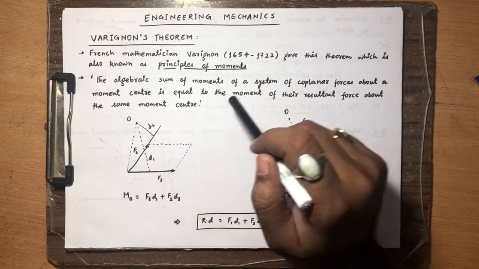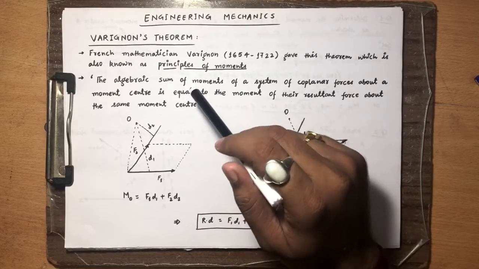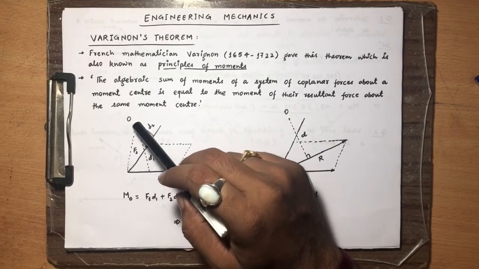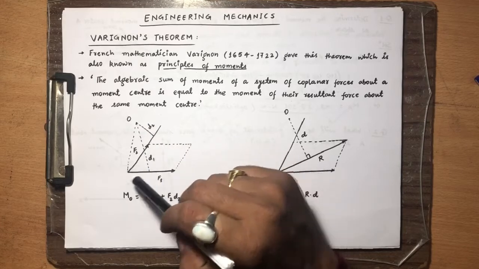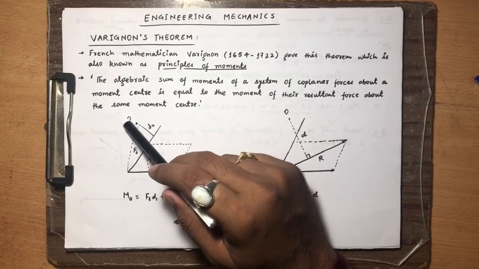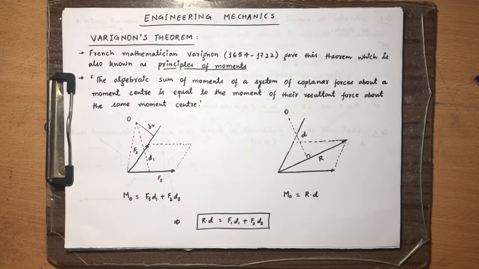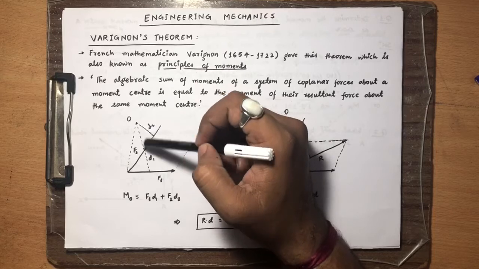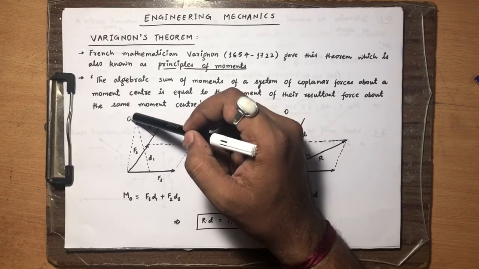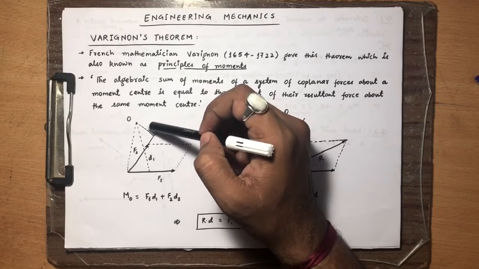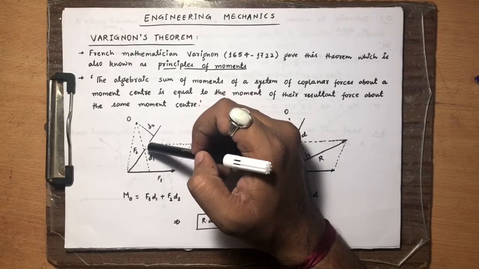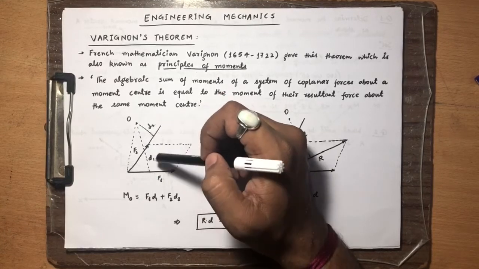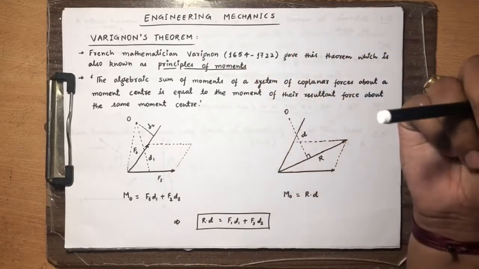Let us understand what this statement means. Let us say there are two forces F1 and F2, and we want to take moment of this force system about a moment center which is O. Varignon's theorem says if we are taking the moment about O individually, the distance from O of F1 is d1 and of F2 is d2. So moment about O will be F1 into d1 plus F2 into d2.